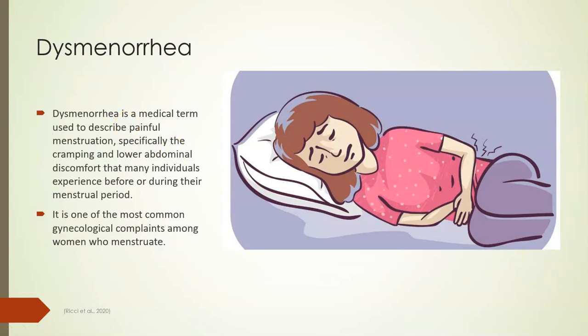Dysmenorrhea. Dysmenorrhea is a medical term used to describe painful menstruation, especially the cramping and lower abdominal discomfort that many women experience before or during their menstrual period. So it is one of the most common gynecological complaints among women who menstruate. So again, dysmenorrhea is described as painful menstruation, specifically cramping and lower abdominal discomfort.